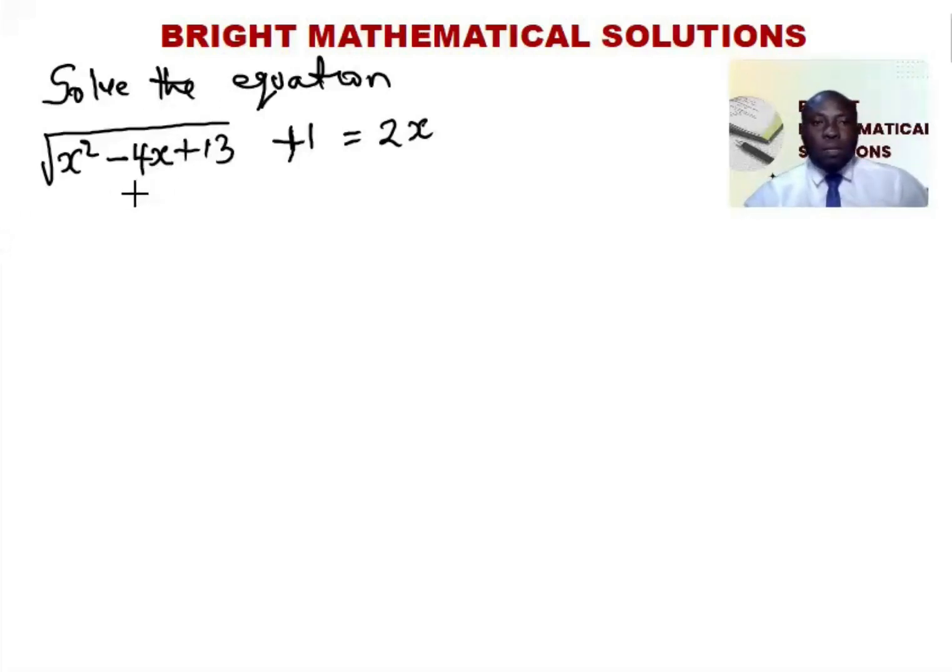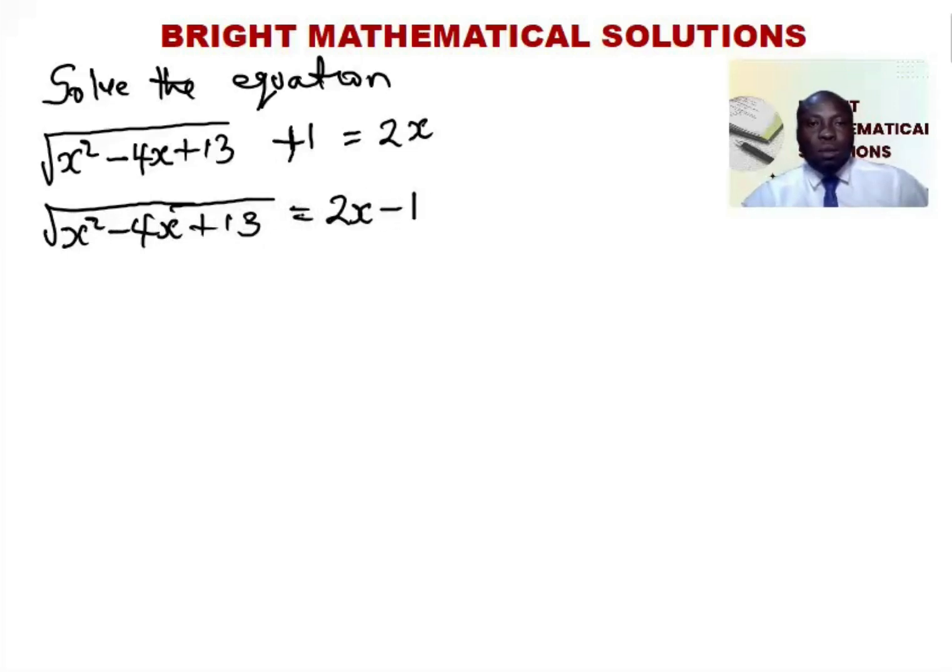It's Olympiad Mathematics. So it says solve the equation: root of x squared minus 4x plus 13, plus 1 equals 2x. Now, note this 1 is not under the root. So to solve this, let us at first transfer this whole number to the other side, such that we have the root on one side and the whole number on the other side. Therefore, this becomes the root of x squared minus 4x plus 13 equals 2x minus 1.